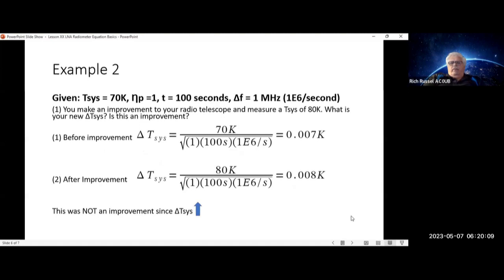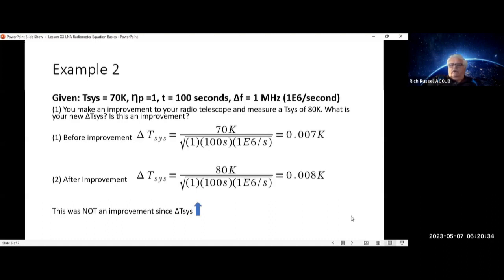Example 2. Start again with the same values: T_sys equals 70, 1 polarization, 100 seconds integration, and 1 megahertz bandwidth. You now make an improvement on your radio telescope. Your T_sys is 80 Kelvin. What is your new delta T_sys, and is this an improvement?